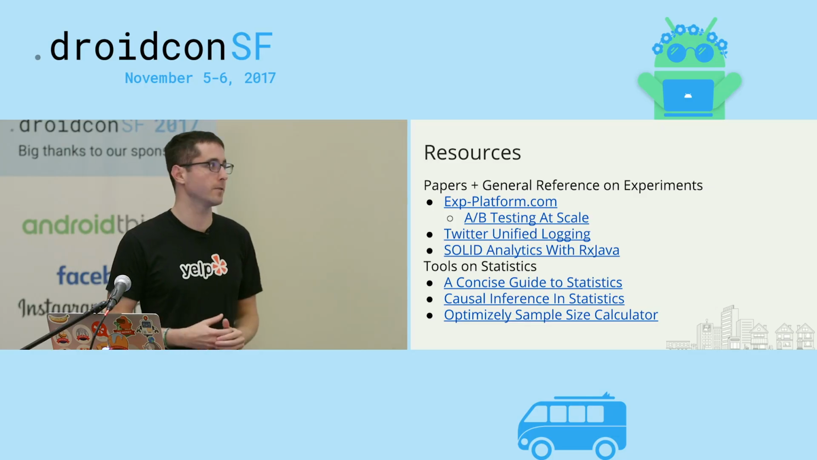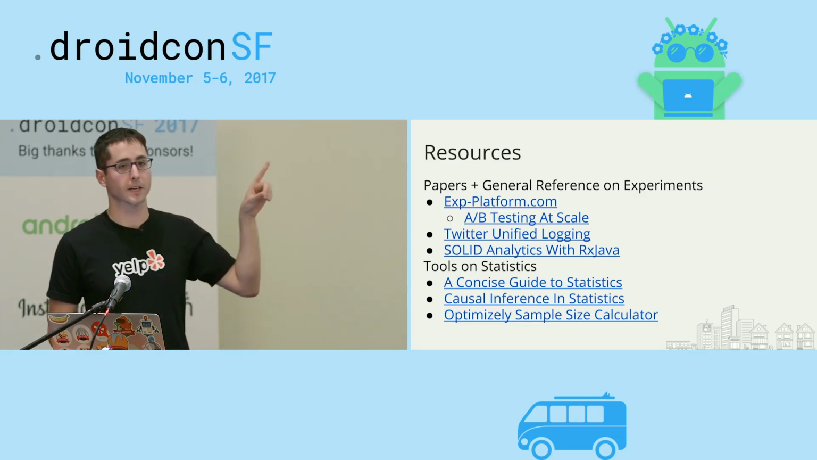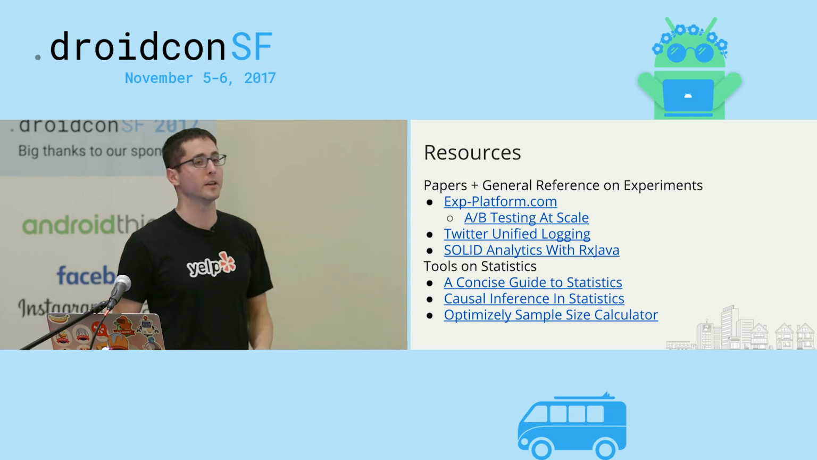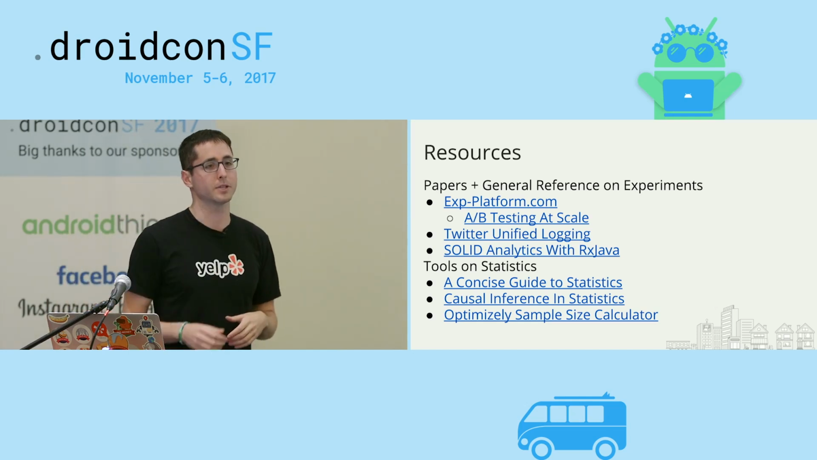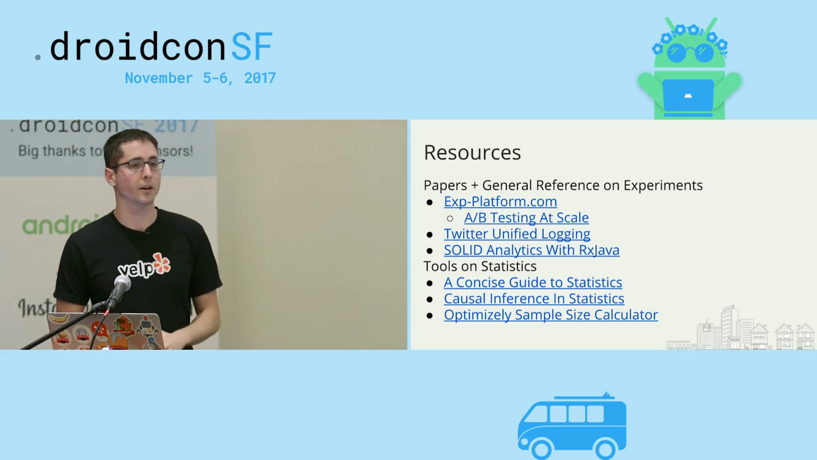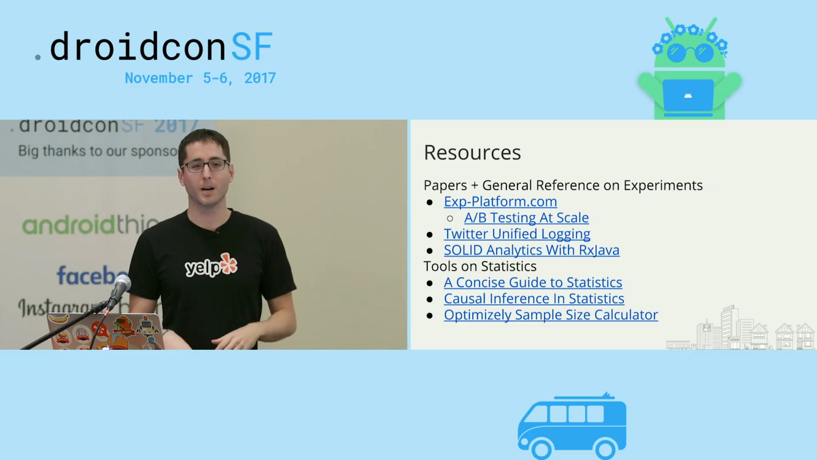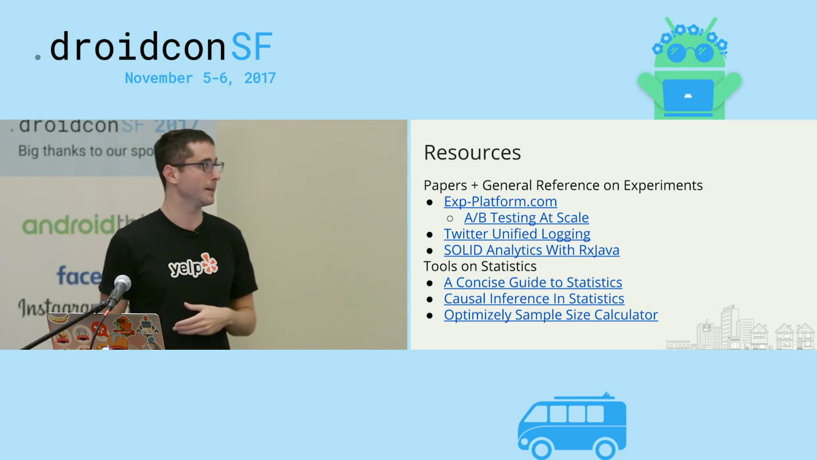So some resources for you. First and foremost, expplatform.com is a website that does not look very attractive, but is absolutely amazing. It's from the Bing experimentation platform team, and it has papers at every level, from an introduction to A/B testing at scale, to super deep problems that people only at Bing and Google and Facebook scale encounter day to day.